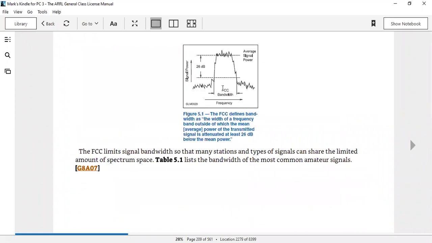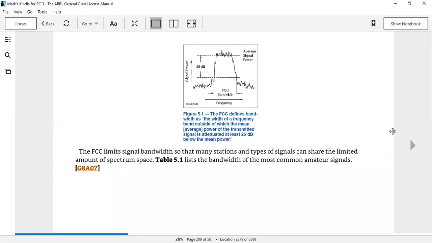Here we show the bandwidth. We show 26 dB is the signal power that they allow. The FCC defines bandwidth as the width of the frequency band in which the mean average power is attenuated to 26 dB below the mean power. And that's all they tell you about this.